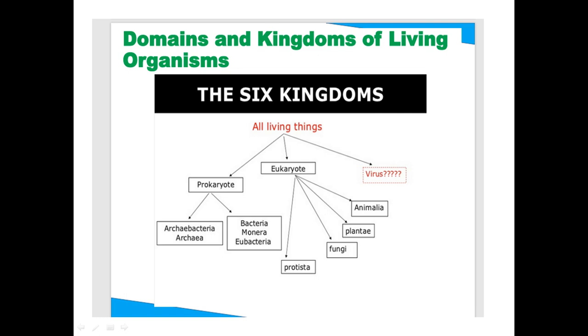As we said earlier, all living organisms can be classified as prokaryotes or eukaryotes. The prokaryotes can be split into archaea and bacteria. So the 3 domains of classification are eukaryota or eukaryotes, bacteria, and archaea. Bear in mind, you can have archaea, bacteria, and eukaryotes as the 3 main domains.